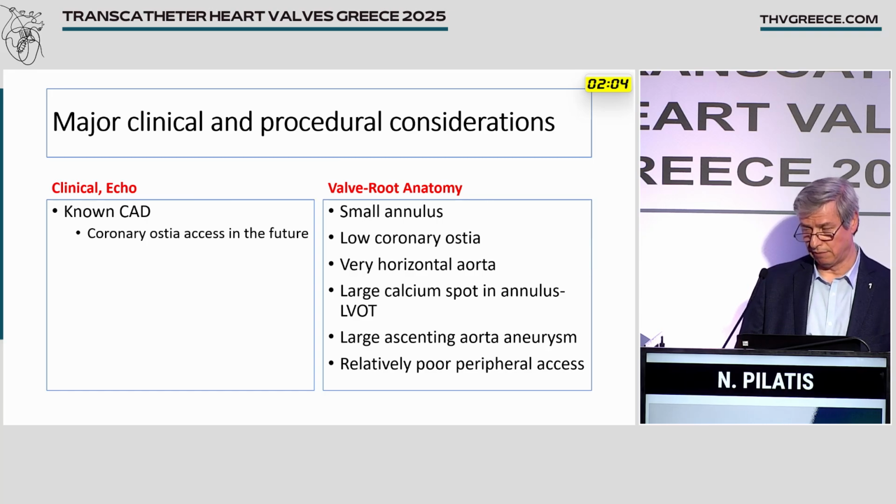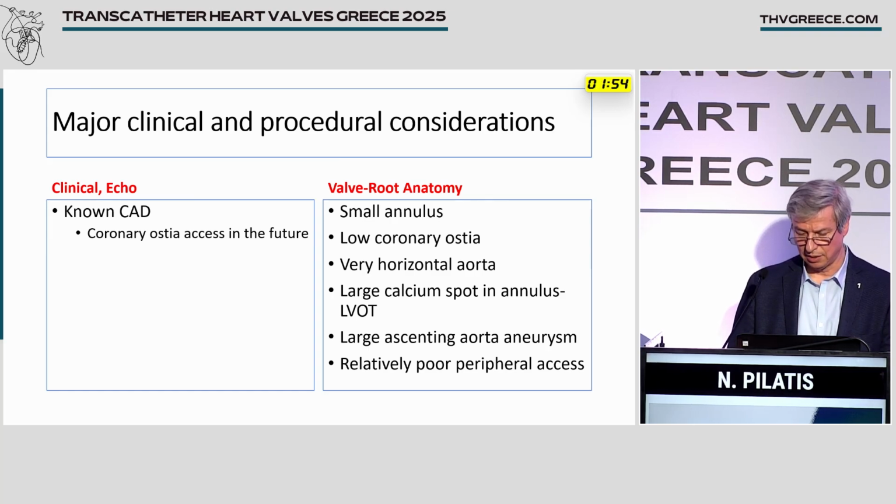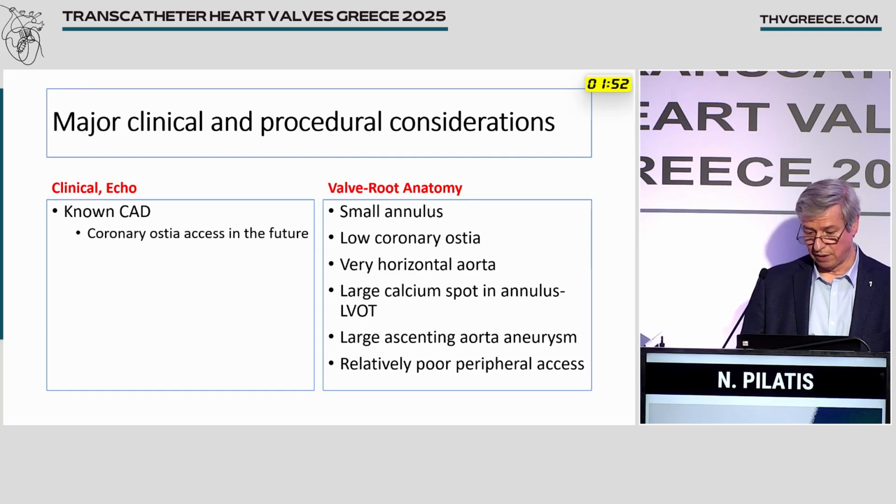Most likely the better valve would be a supra-annular. We have low coronary ostia and coronary artery disease, so we have to put a low-profile valve to facilitate the coronary access in the future, and we have a very horizontal aorta and big ascending aorta that make it difficult to advance the valve because the pushing force may expand, go all to the aortic aneurysm.